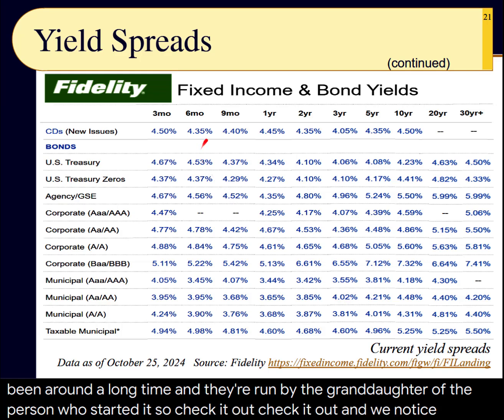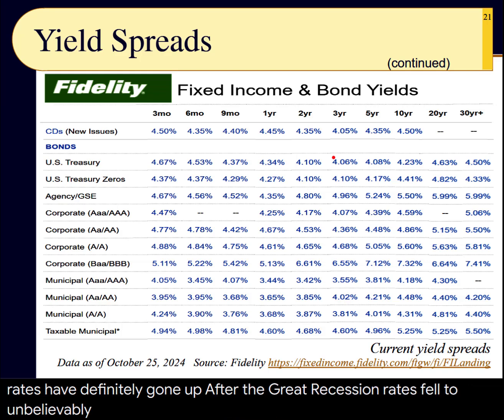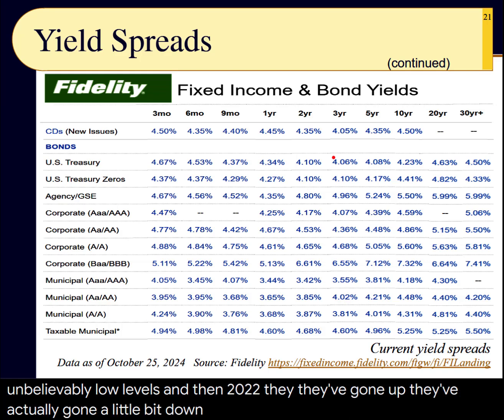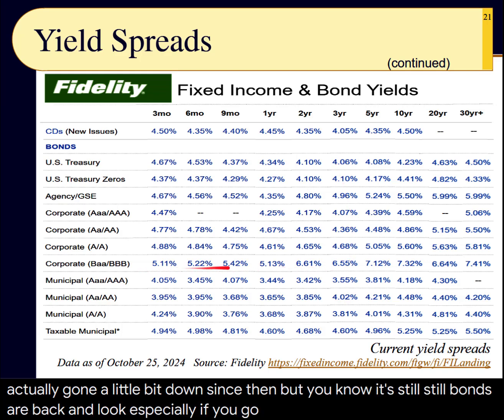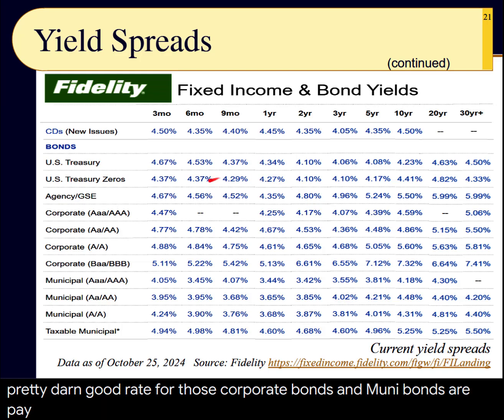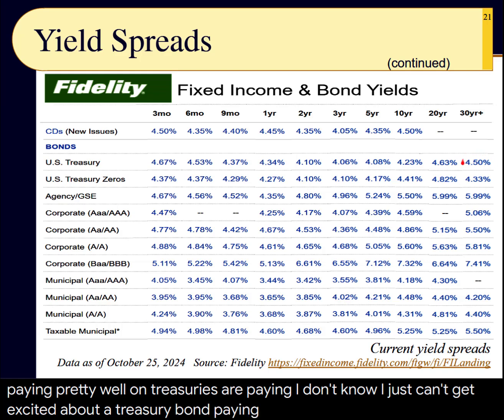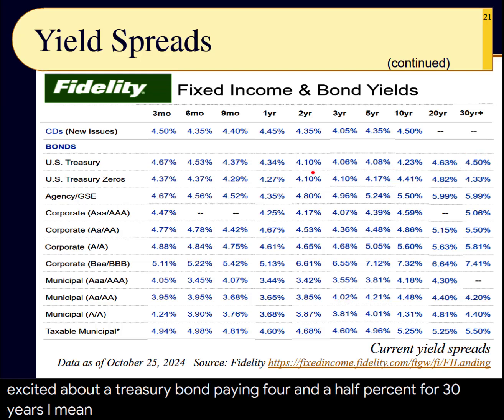And we notice that rates have definitely gone up. After the Great Recession, rates fell to unbelievably low levels. And then in 2022, they've gone up. They've actually gone a little bit down since then, but it's still bonds are back. Look, especially if you go with triple B. Look at that. That's a pretty darn good rate for those corporate bonds. And muni bonds are paying pretty well, and treasuries are paying. I don't know. I just can't get excited about a treasury bond paying 4.5% for 30 years. I mean, it should beat inflation, but not by much.